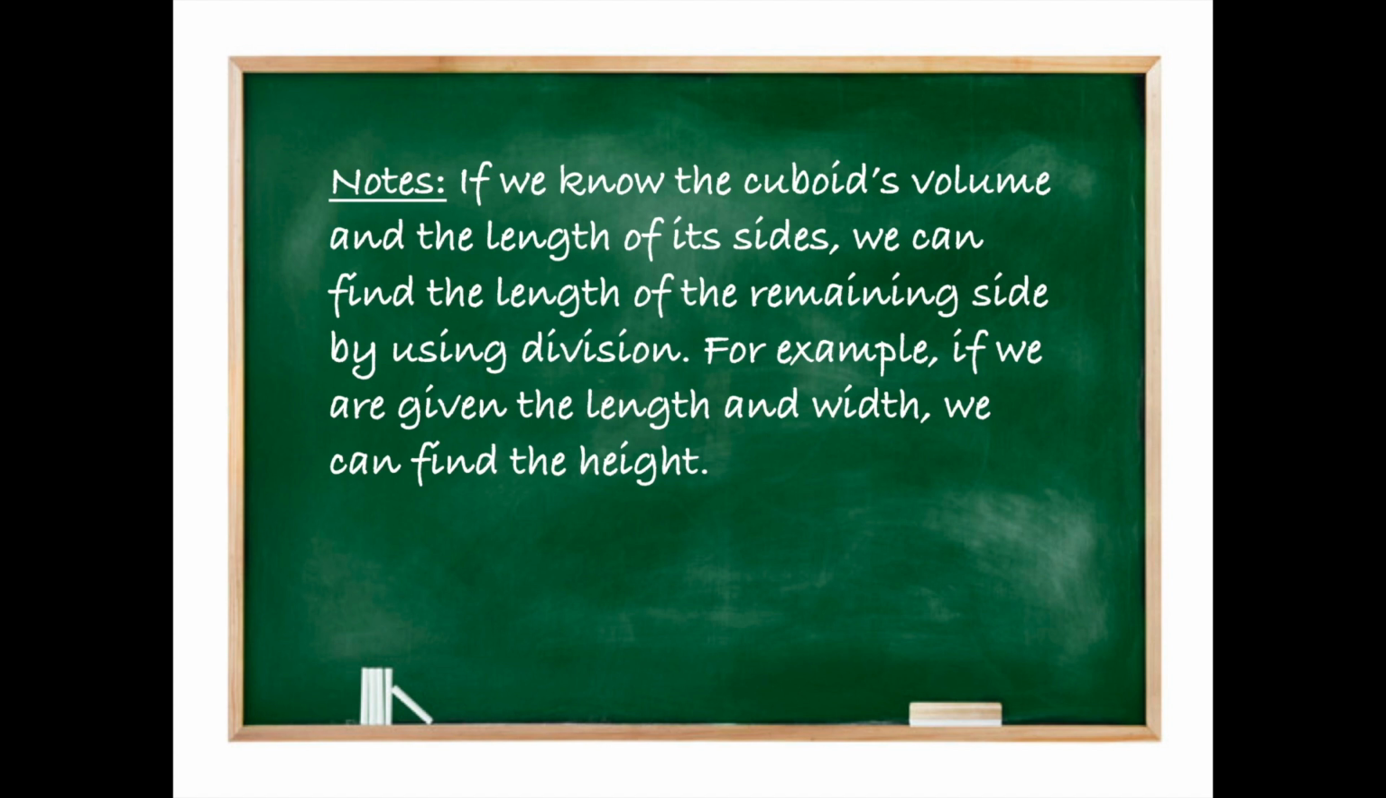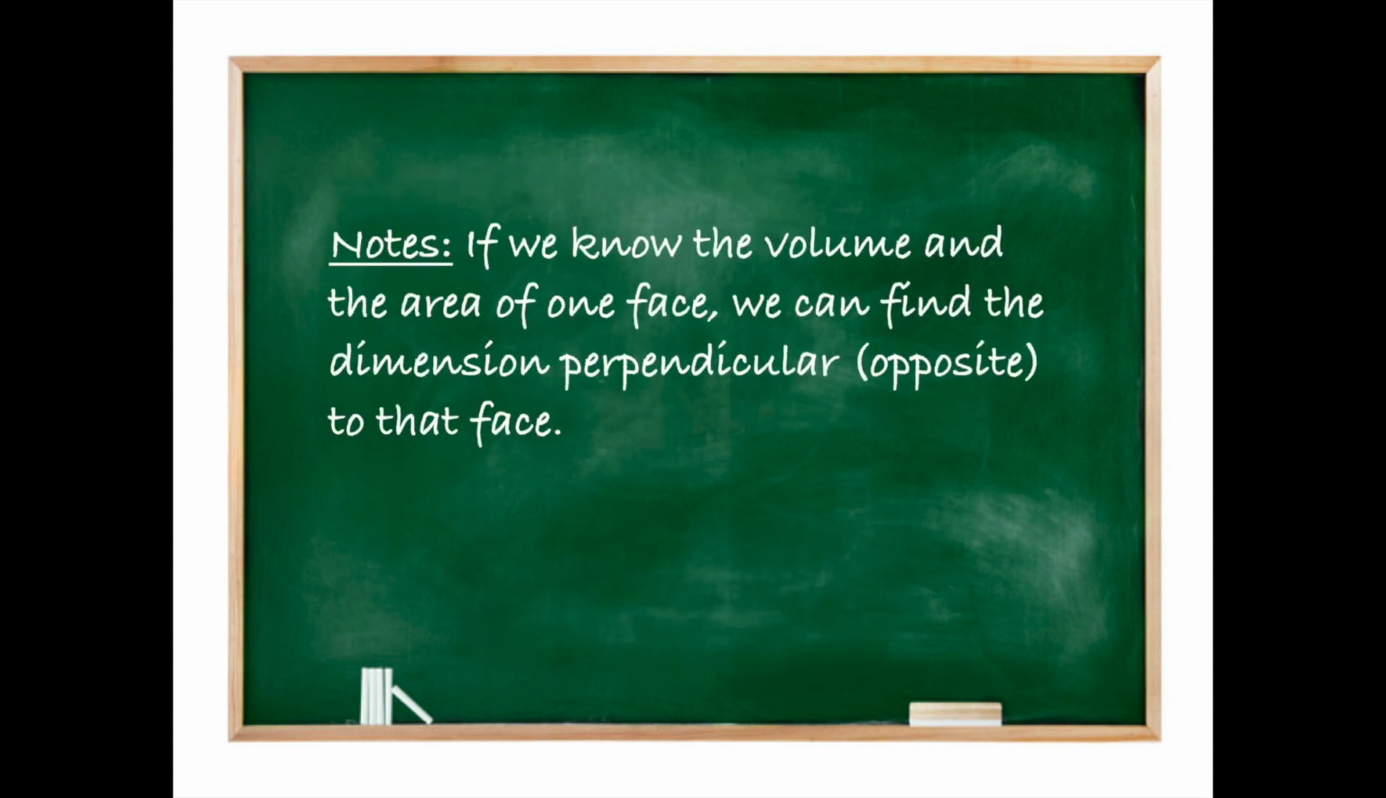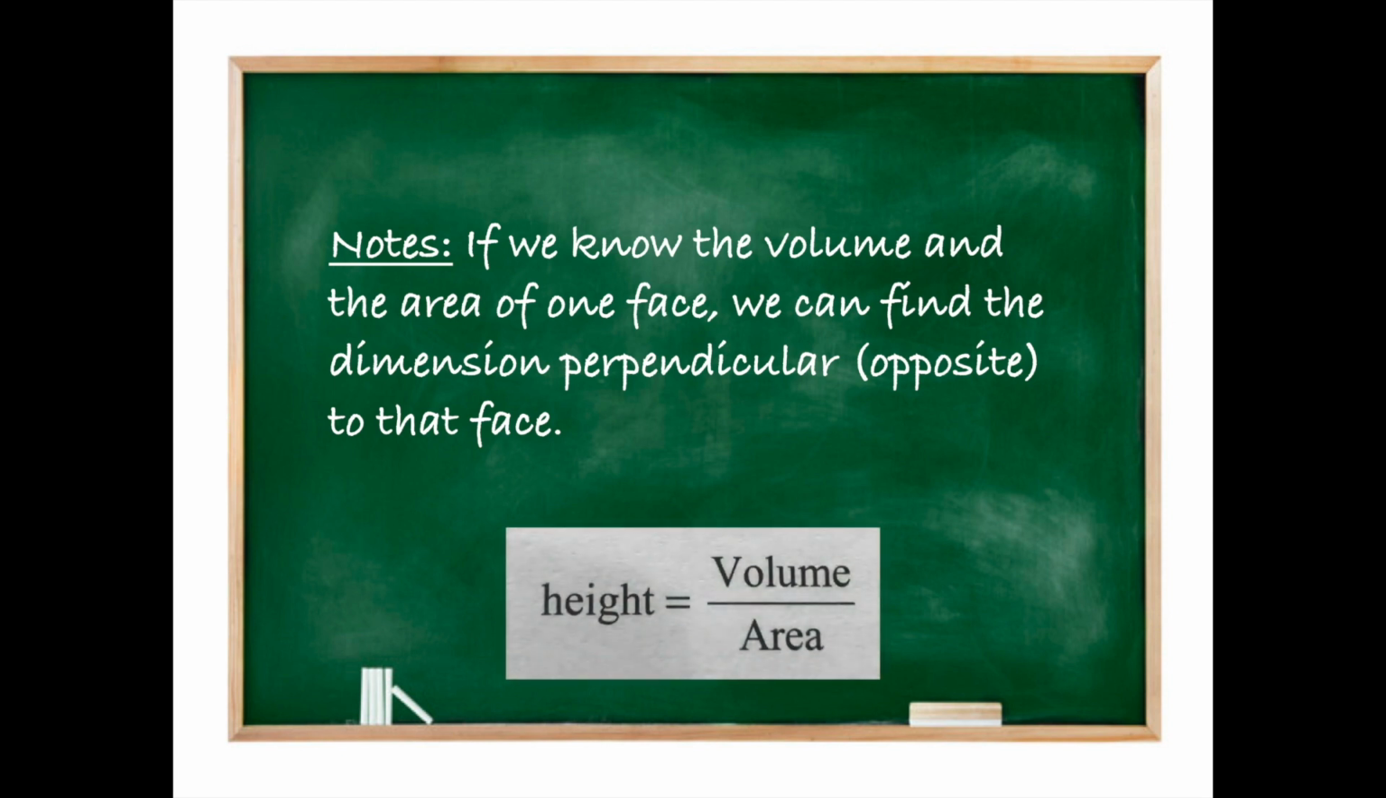If we know the cuboid's volume and the length of its sides, we can find the length of the remaining side by using division. For example, if we are given the length and width, we can find the height using this formula: height equals volume divided by length times width. If we know the volume and the area of one face, we can find the dimension perpendicular or opposite to that face using this formula: height equals volume divided by area.